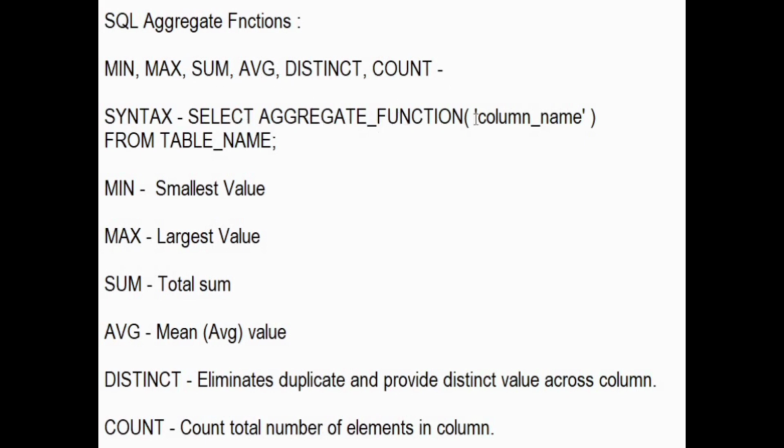So this is the syntax for it. Select, you have to write the aggregate function in brackets, column name, from table name. So here, minimum will find the smallest value, max will find the largest value in a column, sum will calculate the total sum in a column, average will calculate the average or mean value, distinct will eliminate the duplicates and provide the distinct values across the column, and count will count the total number of elements in a column. So we will see practically, one by one, how it works.